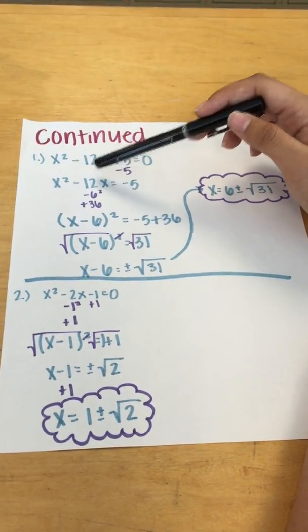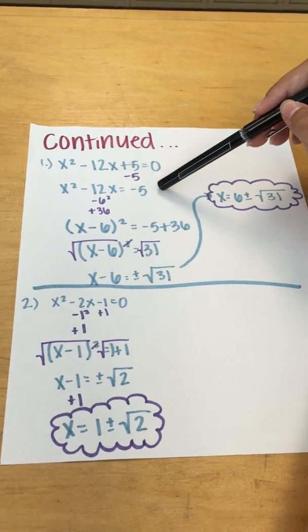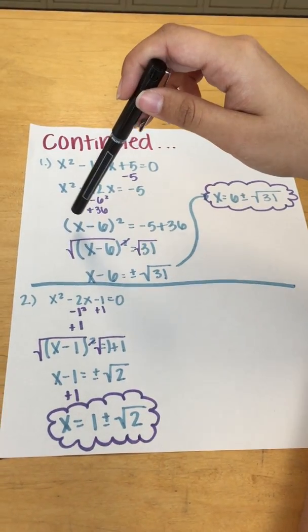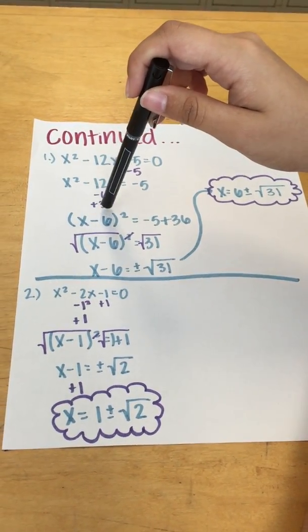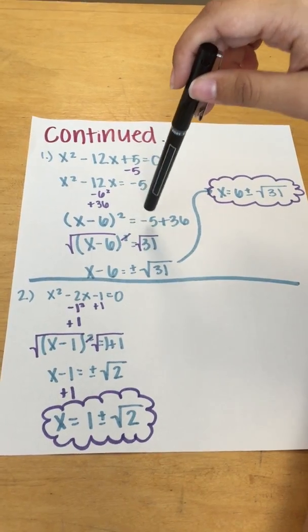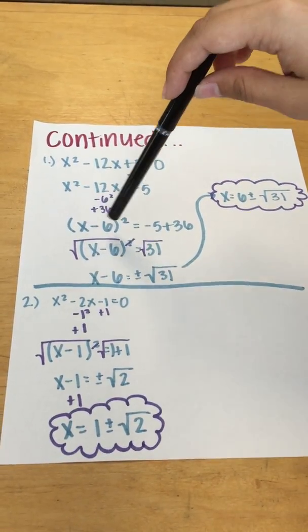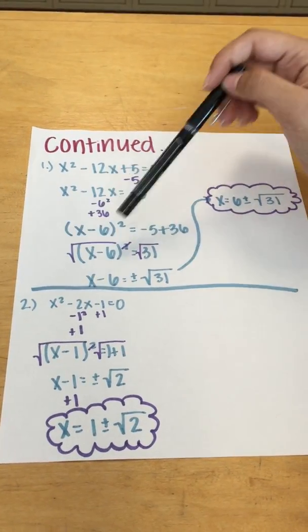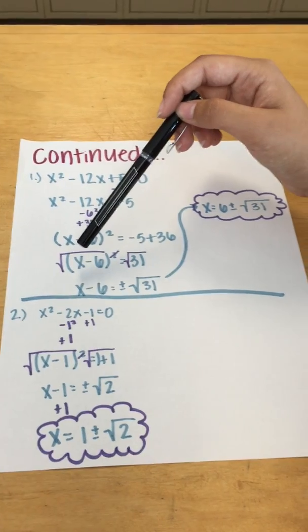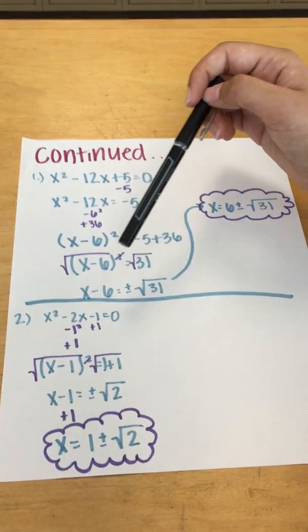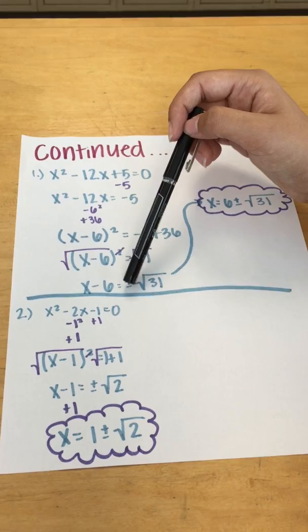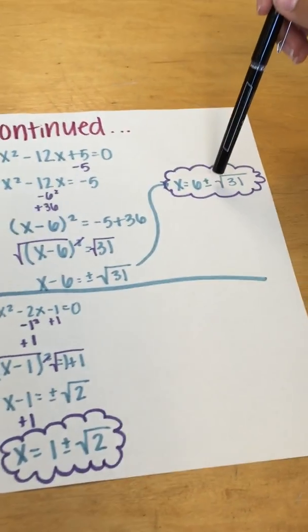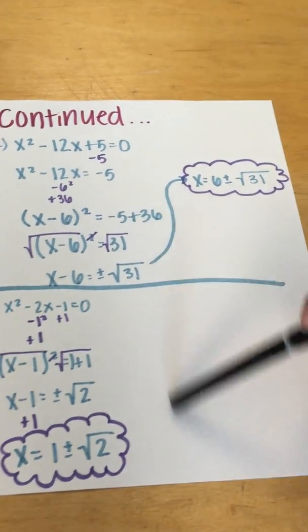So you get negative 6 squared, which is 36, which you add to this side, so you get x squared minus 12x plus 36, and then you add it to the other side as well, equals negative 5 plus 36. When you factor that, you get x minus 6, all of it squared, equals 31. And then you take the square root of both sides, so you get x minus 6 equals plus or minus the square root of 31. And your x is 6 plus or minus the square root of 31. And the same thing goes for the second one.